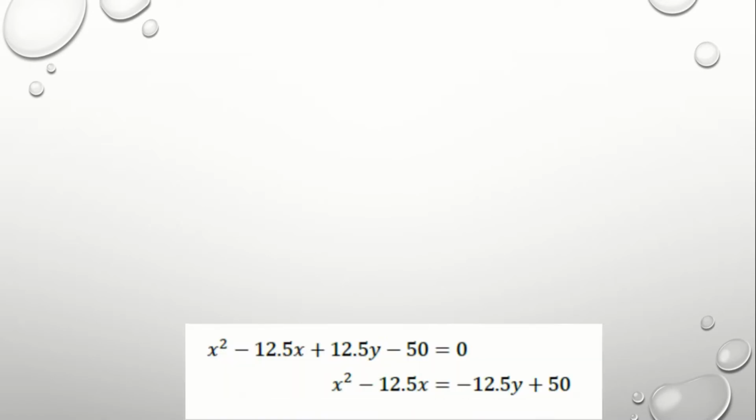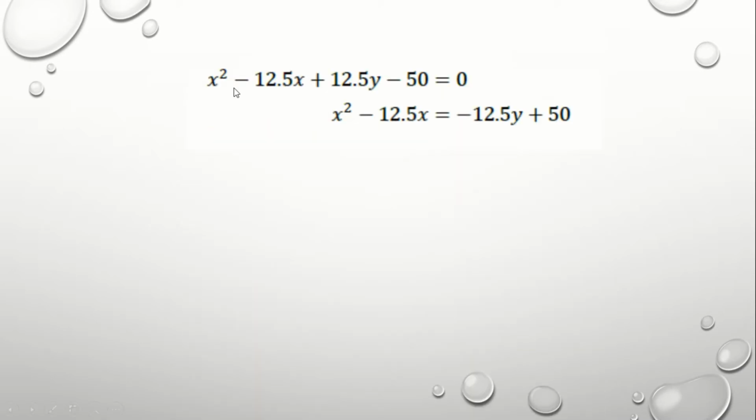So we have the given x squared minus 12.5x plus 12.5y minus 50 equals 0. Since we are talking about a parabola, we need to separate the x variable and the y variable. We have x squared minus 12.5x, and the other terms will be transposed to the right side. So 12.5y becomes negative 12.5y and negative 50 becomes positive 50.